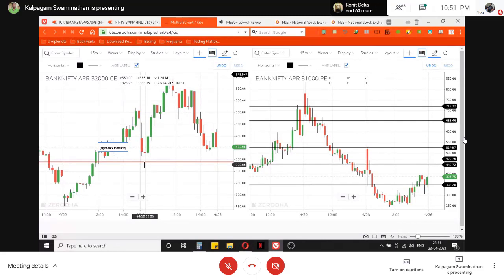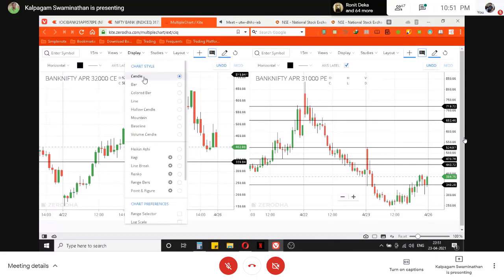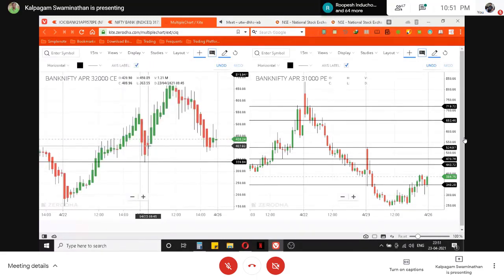But Heiken Ashi comes in handy. Heiken Ashi only tells you visually that this is the right place to enter. That's all it does. It doesn't tell you that you have to enter at the high of this Heiken Ashi candle.